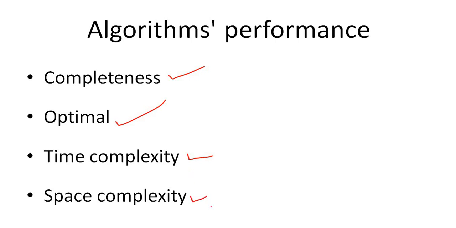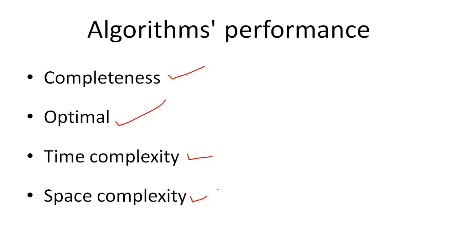Okay, then we have space complexity. Space complexity is the amount of computer memory required by an algorithm to find a solution. This is again related to input size also. When the input size increases, it affects the memory of your computer. And again, some algorithms require low space, low computer memory, while others require a lot of memory.